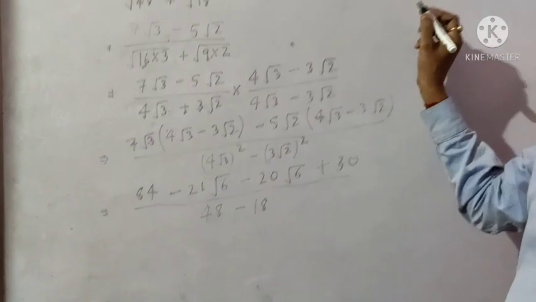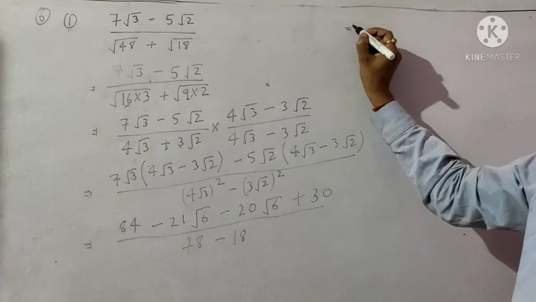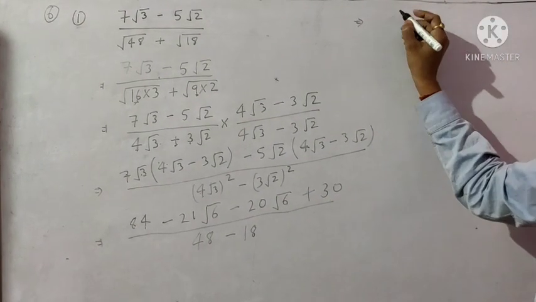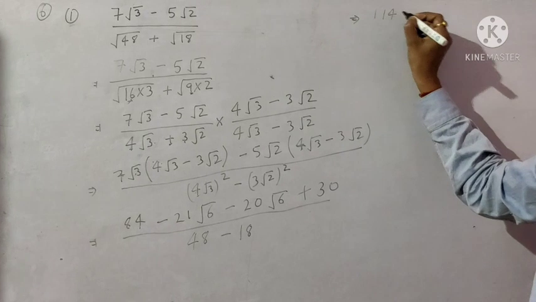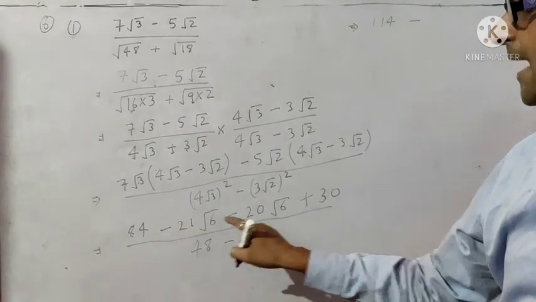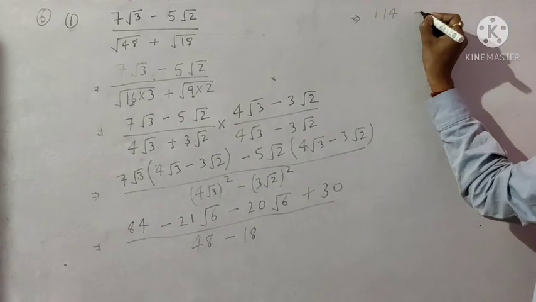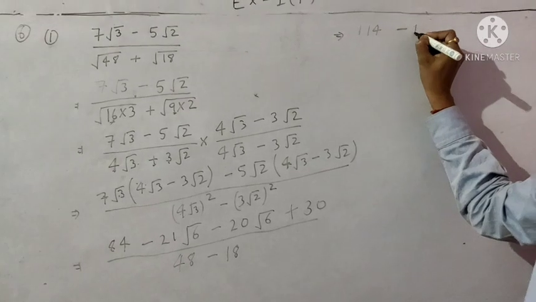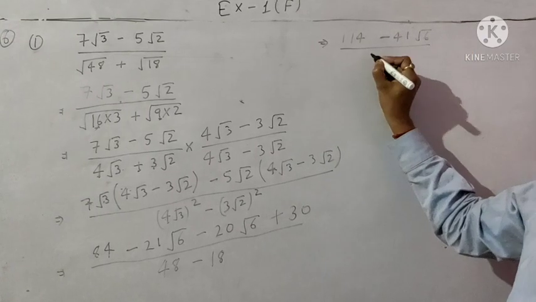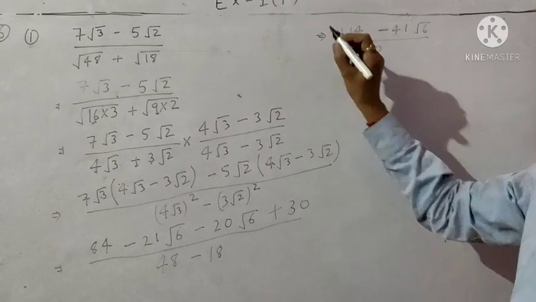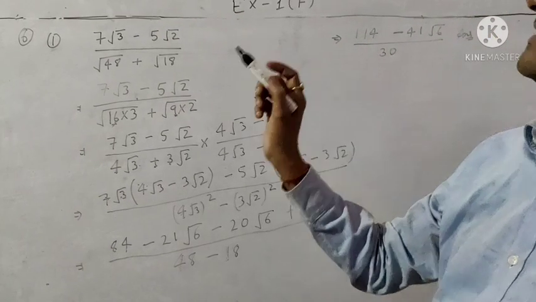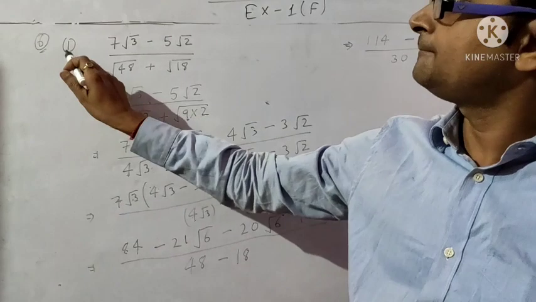So finally 84 plus 30 is equal to 114 minus. Both signs are the same, minus and minus, so we have to add and put the bigger sign, minus 41 under root 6 divided by 30. Okay student, so this is your final answer. I hope student you will understand question number 6 part 1.